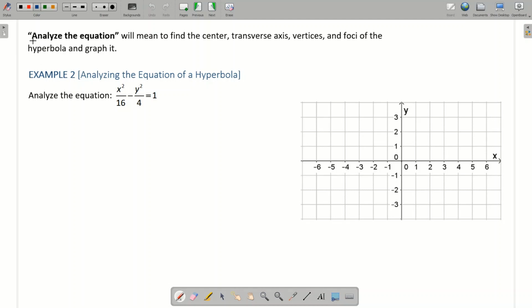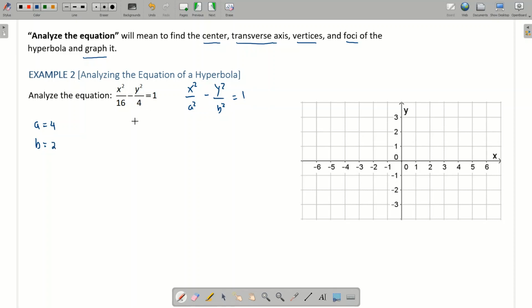Okay, so similar to the last section, when the problem says analyze the equation, it is saying you need to identify the center, transverse axis, vertices, foci, and then also graph the equation. Okay, so let's give that a try in this example. So first thing we should notice is that this is in the form x squared over a squared minus y squared over b squared equals 1. So that means that a would have to be equal to 4, since 16 is a squared. B is equal to 2, since 2 squared would give you 4.